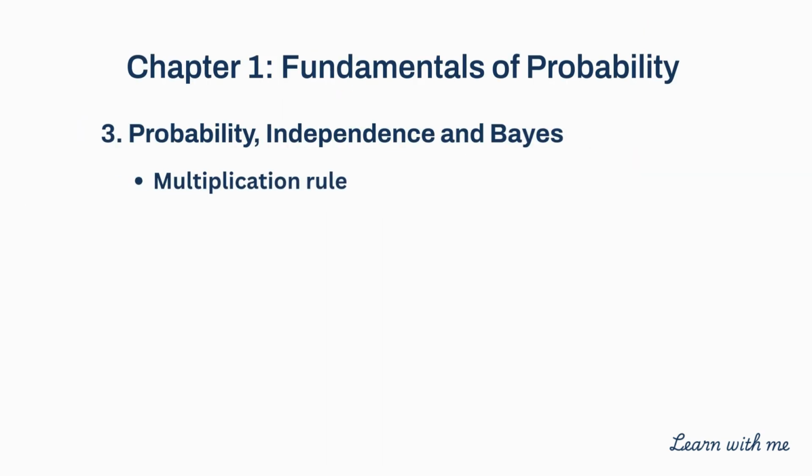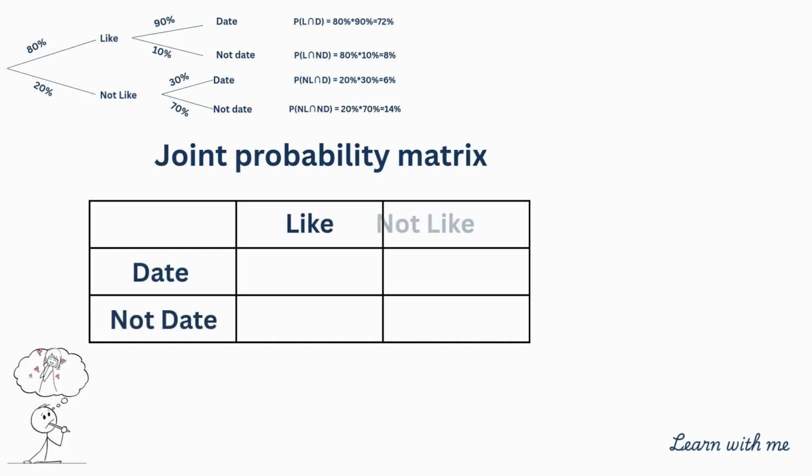The chance that two events both happen is the chance of the first event happening multiplied by the chance of the second event happening, given that the first one has occurred. Now let's reorganize this into a joint probability matrix. We'll put the rows as date and not date, and the columns as like and not like.